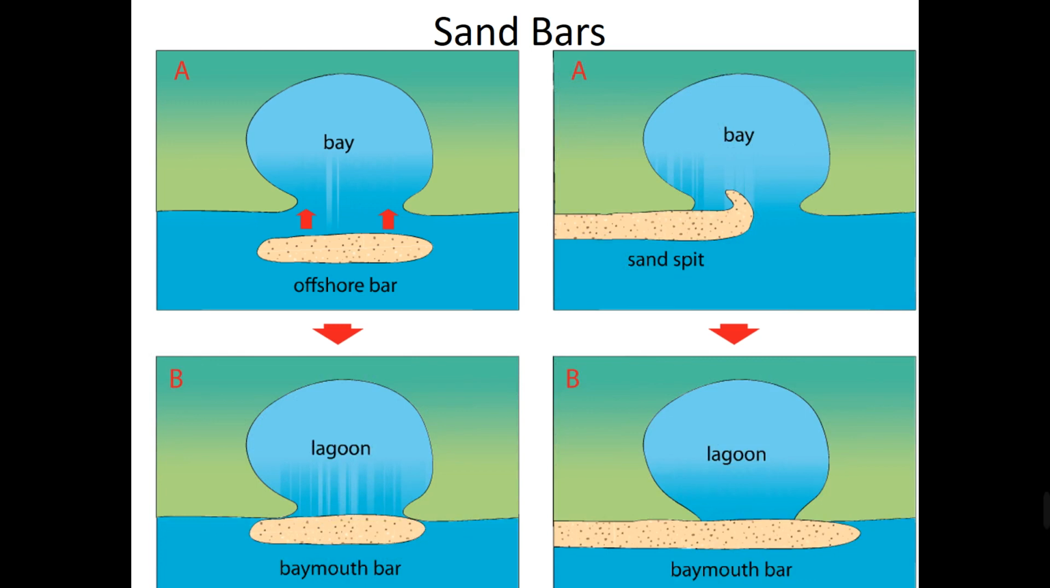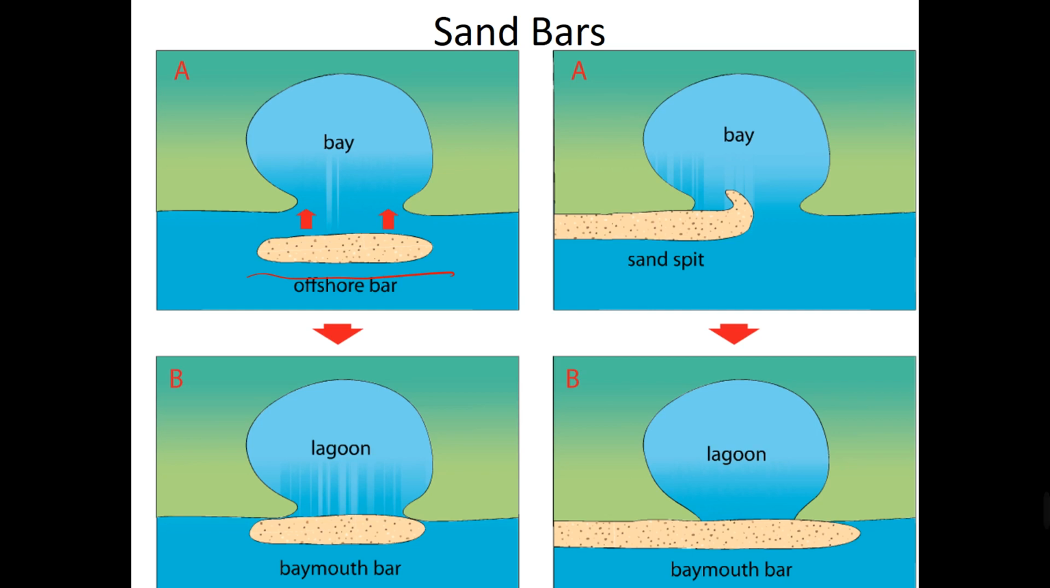There's two ways these can form. An offshore bar is this one here. Okay. And this is basically a ridge of sand or shingle or any other material that's deposited in the sea parallel to the shore. And basically they can move inwards. So the action of the tide can move the shore inwards. If this then blocks off a bay, it becomes known as a bay mouth bar.